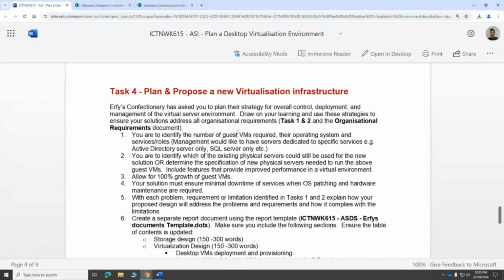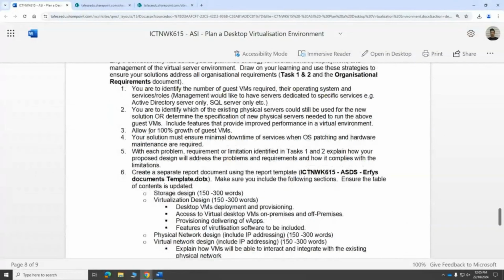You are to identify the number of guest operating systems. So that comes from your previous one straight away. You are to identify the physical servers that you can use. Again, that comes from your previous subject straight away. And you need to allow for 100% growth of guest VMs, including the desktops. Your solution must ensure minimal downtime with each requirement in task 1 and task 2. You need to explain how the proposed design will address those requirements.